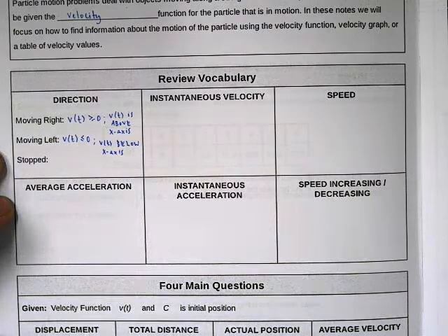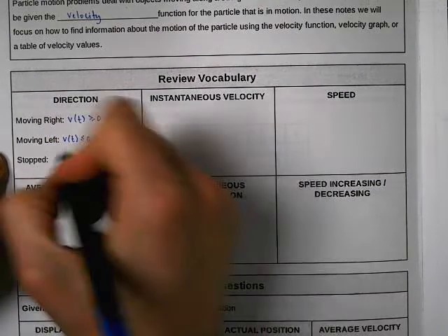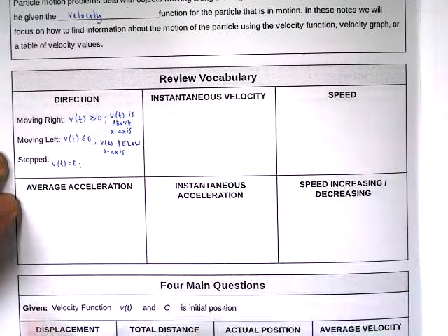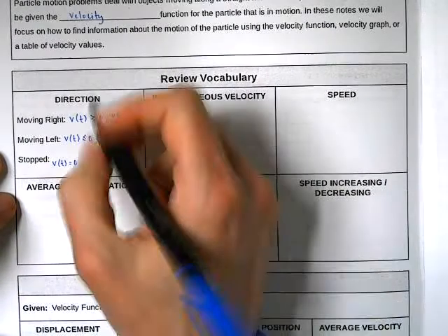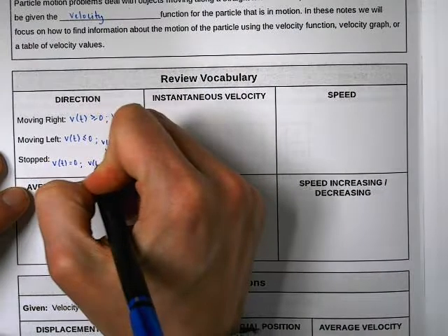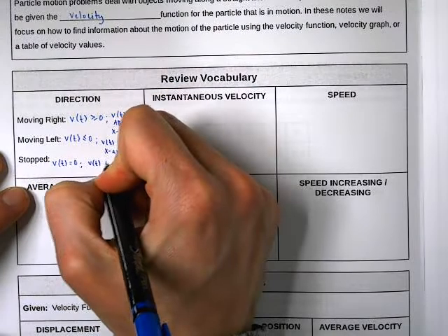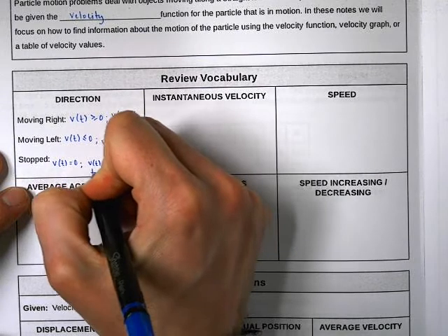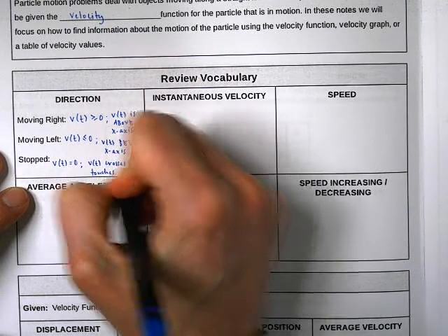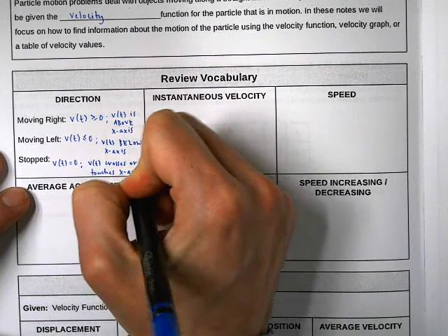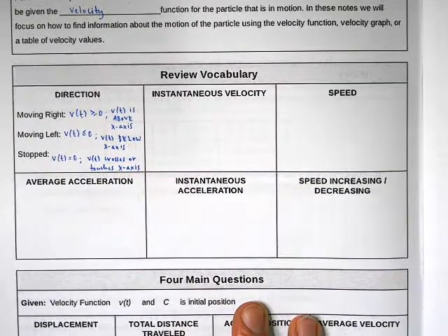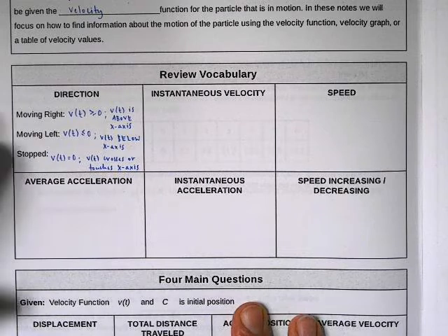And then for the last part, we're going to be stopped where velocity is equal to 0 if we're given a function. And on a graph, that's going to be where velocity crosses or touches the x-axis. And again, that's a review. We knew that back in semester 1.